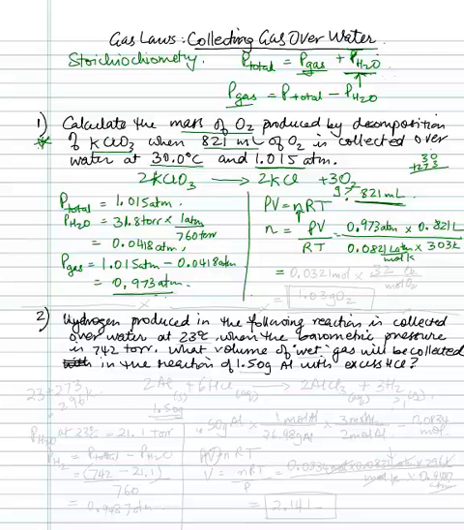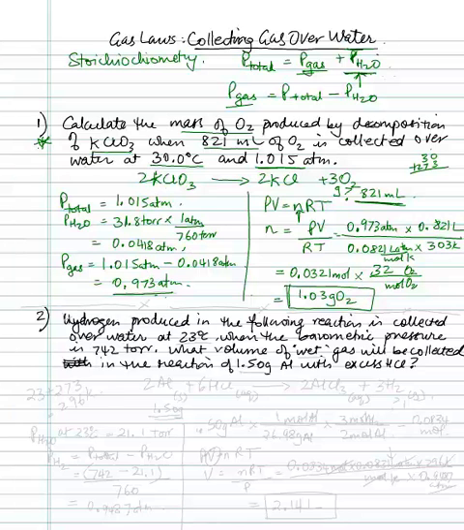Okay, so the number of moles that come out to be is 0.0321 moles, and now all we have to do is convert the moles into grams of oxygen, which is 32 grams from the periodic table, and this is 1.03 grams of oxygen.